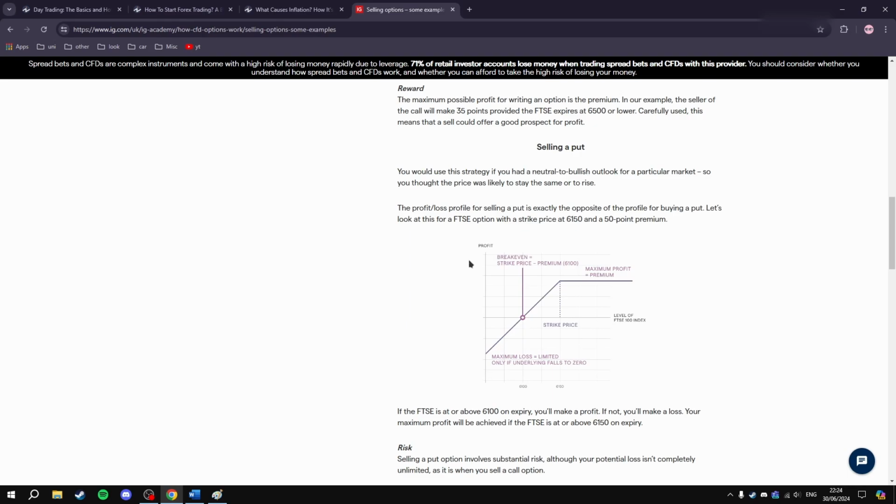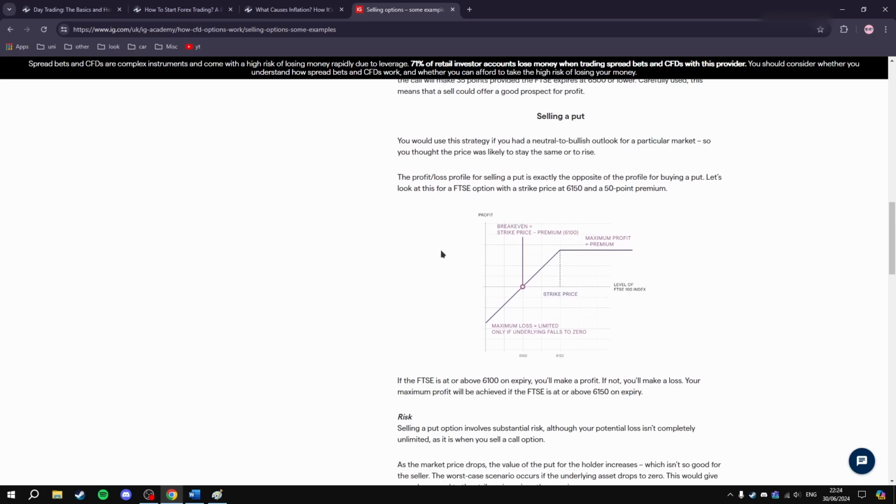And you only make the premium because that's what the buyer pays to the seller, isn't it? Because the buyer has to pay the premium regardless of whether he goes through with the option or not. So that's the only amount of profit you can make as a seller when selling a call option.